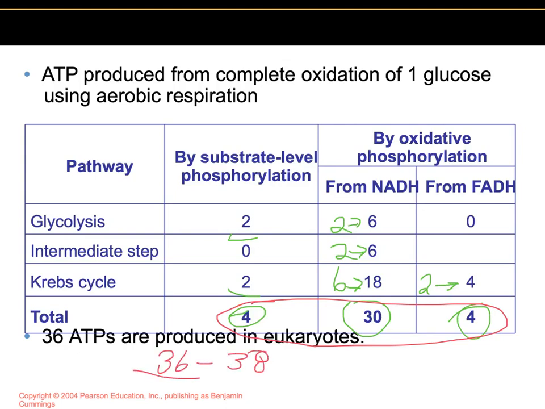36 in eukaryotes because some energy is spent during the process, whereas 38 would be in prokaryotes because they don't spend that extra energy bringing the NADHs and the FADHs into the mitochondria.